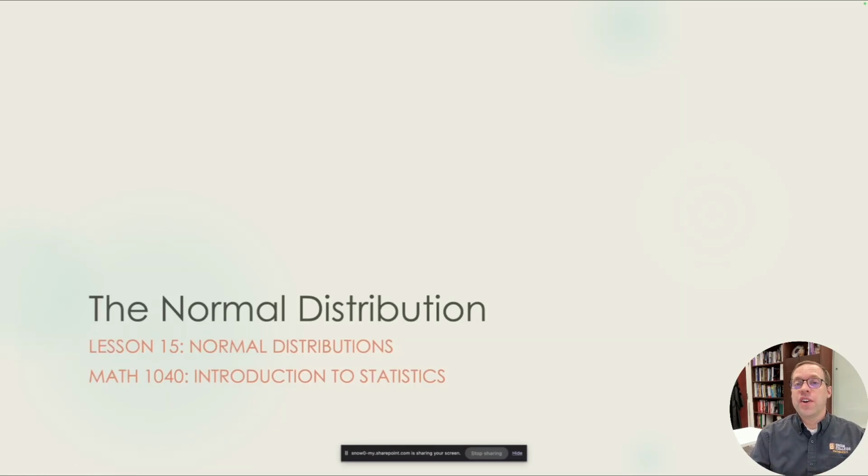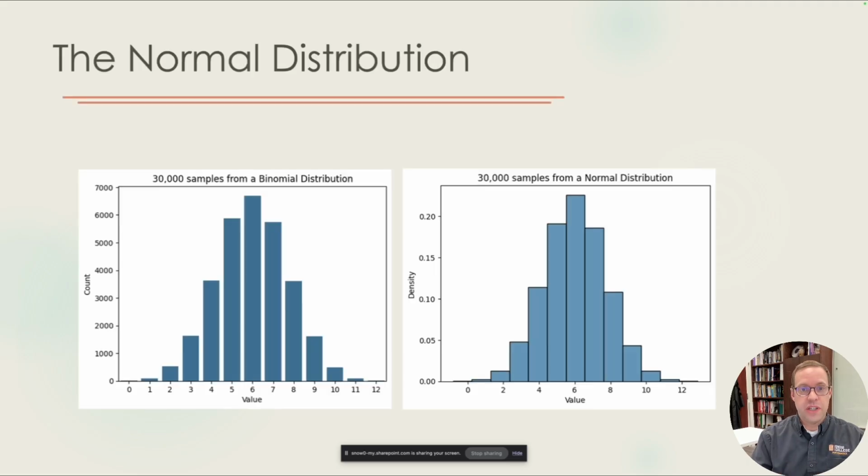Knowing about continuous variables, we are now set to talk about the normal distribution. Let me introduce the normal distribution this way. You have 30,000 samples from a binomial distribution. Now, a binomial distribution, remember, is discrete, which means you can only have specific values, right? A normal distribution looks a lot like a binomial distribution, but it's a continuous variable.